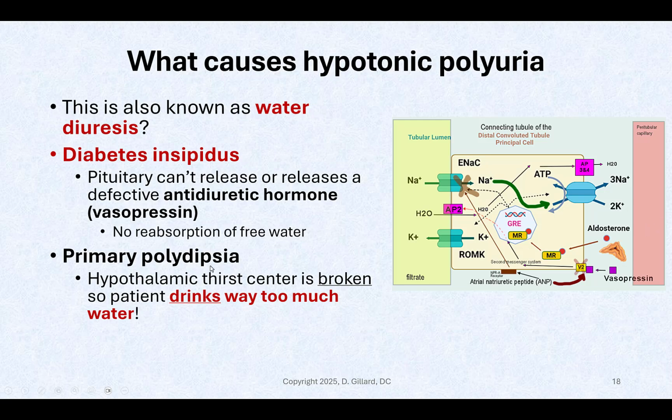Another one is just primary polydipsia. So these are people who have mutations in their hypothalamus, specifically in their thirst center, which is the center in our brain that tells us when it's time to drink water. We're thirsty. Theirs isn't working, so they're constantly drinking water, way too much. And if you drink way too much water, you're always going to have too much water going into the urine, and the urine's going to be always sodium poor, water rich, so hypotonic polyuria.